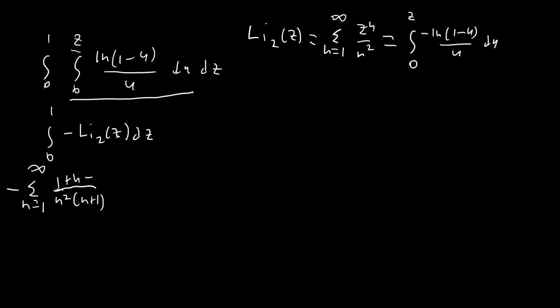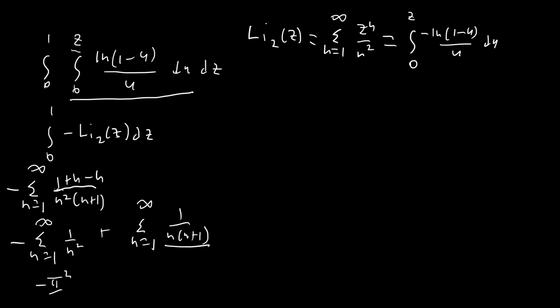So I'm going to add n and subtract n. So we're going to have negative sum from n equals 1 to infinity of 1 over n squared plus sum from n equals 1 to infinity of 1 over n times (n plus 1). So this second one is going to be telescoping. The first one is just negative pi squared over 6. I can't write here because that's where the PowerPoint is, so negative pi squared over 6.